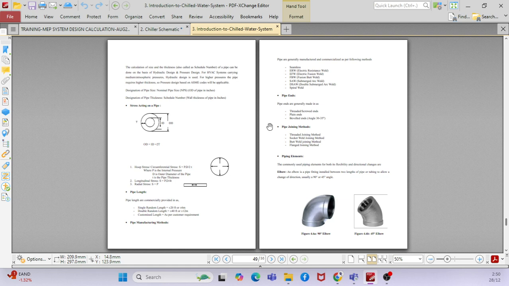There are many chilled water guides for you to read. I will be sharing them one by one to get some knowledge. There are many documents available, but I want to share step by step. Yes, let's go one by one.